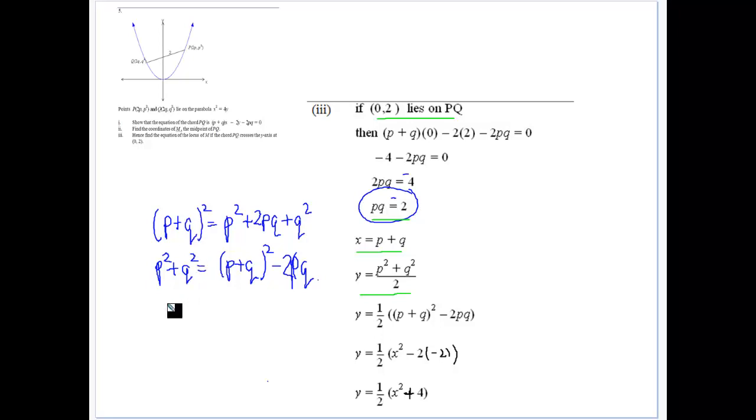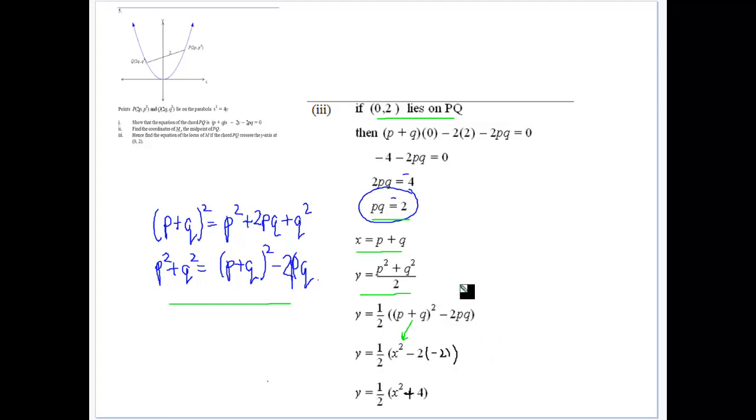So if we remember our manipulations we've done before, (p plus q) all squared is p squared plus 2pq plus q squared, or p squared plus q squared could be written as (p plus q) all squared minus 2pq. And that's what we're going to do. We have a half out the front. We've got p squared plus q squared as (p plus q) all squared minus 2pq. We've done that manipulation. Now, why have we done that manipulation? Well, it allows us to use the fact that p plus q is equal to x.